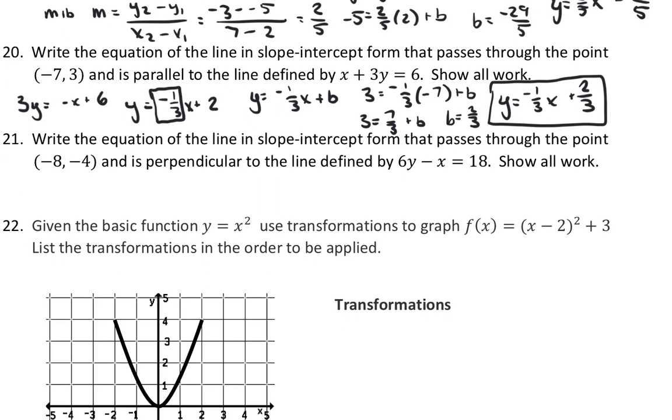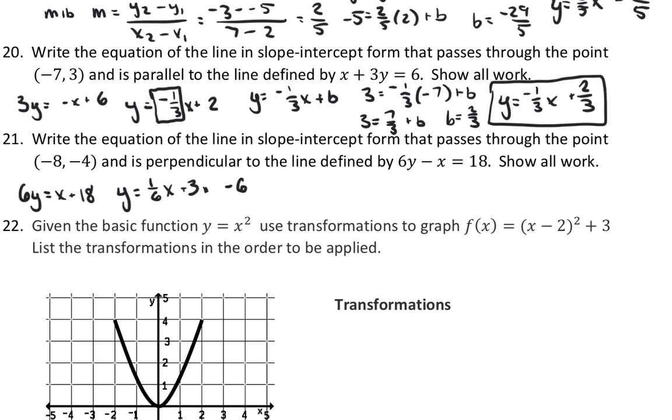Write an equation of the line in slope-intercept form that passes through the point -8, -4 and is perpendicular to the line. Right. So now we do the same thing. We find out what our first equation is. Right, and so we know that when a line is perpendicular to another, the slopes are negative reciprocals. So that means the slope of this line is going to be -6.